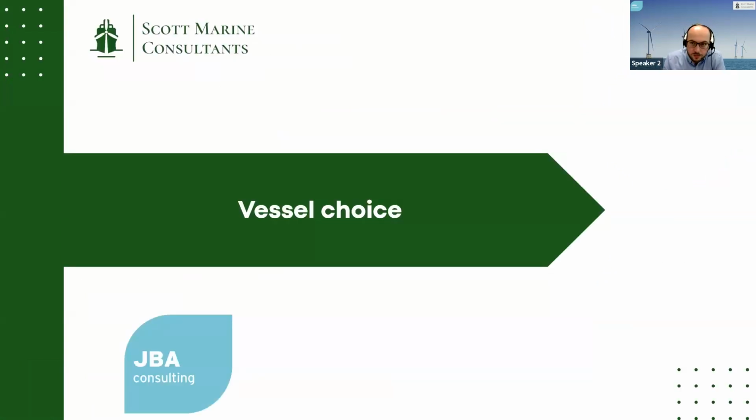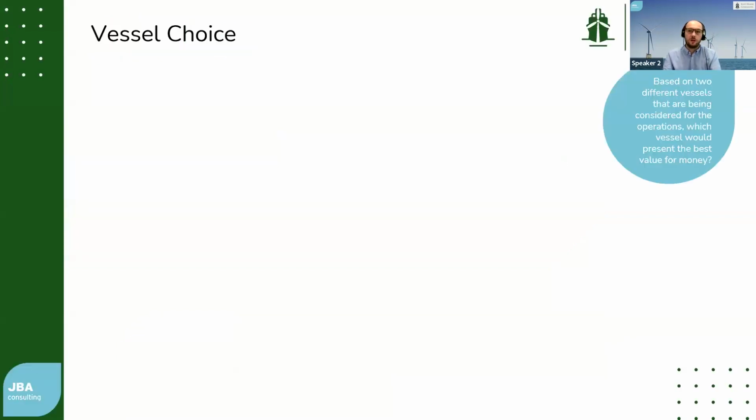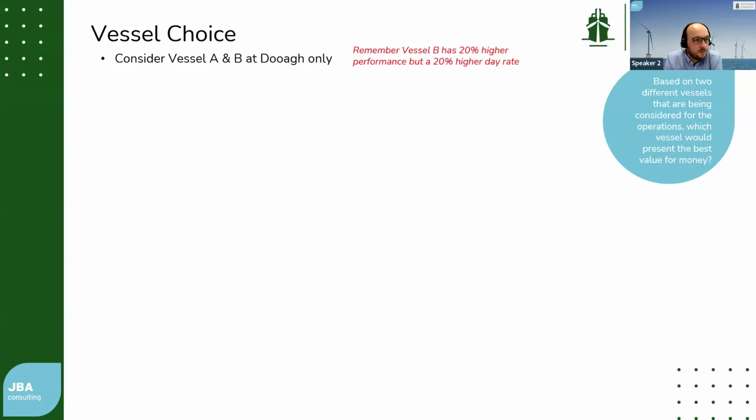But we've got two vessels, and we wanted to understand what's the difference between the two vessels. So based on the two different vessels that are being considered, which one would present the best value for money? And this is quite a common question that's also asked at the point of ITT and tender evaluation of different contractors. So this is a very useful analysis to be conducted. So in this case, we're going to consider vessel A and B, but we're only going to consider that northern cable export again. So we're just doing a comparison between the two vessels with everything else being the same parameters.